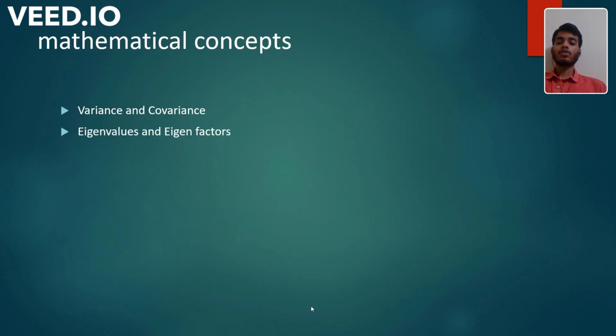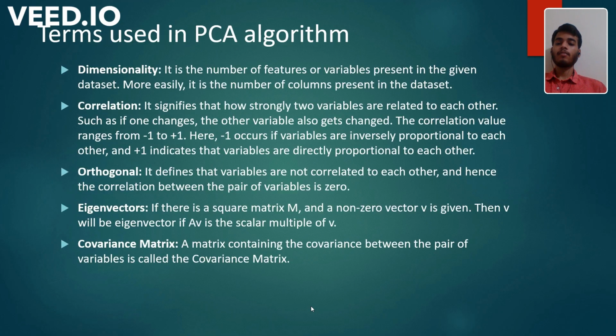The mathematical concepts used in principal component analysis are variance and covariance, eigenvalues and eigenvectors. Terms used in the principal component analysis algorithm: dimensionality, correlation, orthogonal, eigenvectors, and covariance matrix. Dimensionality is the number of features or variables present in the given dataset. Correlation signifies how strongly two variables are related to each other. If one changes, the other variable also changes.